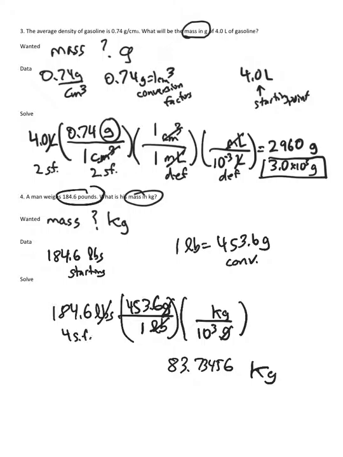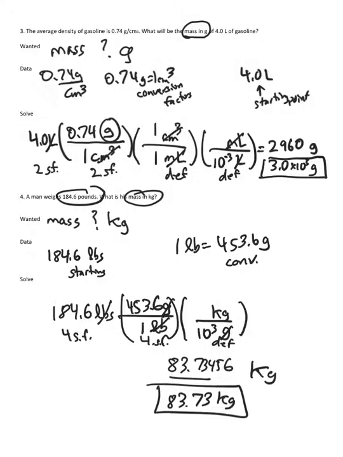4 sig figs. The 453.6 grams per pound is not a definition, so my answer can only go out to 4 sig figs. So 83.73 kilograms. Kilograms is the unit that I wanted. And the answer makes sense. It's not 83,000 kilograms. It's not 0.083 kilograms. It's plus or minus a ballpark. So it ought to be a good answer.